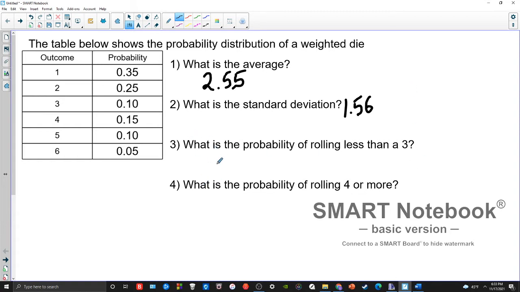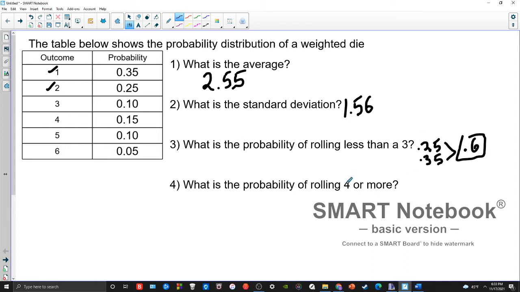Now, this part here, again, is a little bit old school, so I might have forgotten about this. What is the probability of rolling less than a 3? Okay, well, you might be thinking, don't I need the binomial or Poisson? You don't if you have the table. Less than 3 means 2 or 1. The probability of rolling 2 is 0.25. The probability of rolling 1 is 0.35. So if I add those together, I get 0.6. And that's my answer. I don't need a PDF or CDF here because I have the table presented to me. I can just add them up myself.